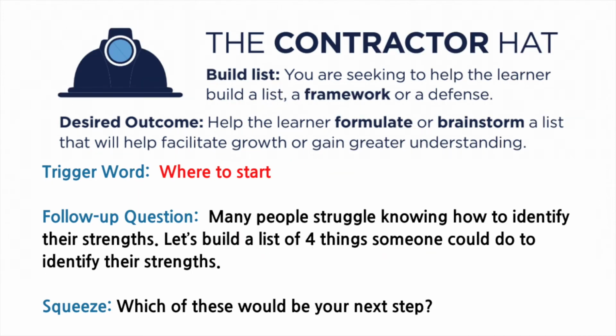And finally, let me illustrate the contractor hat. This time I'm choosing the trigger words, I don't know where to start. And the follow-up question, I'm going to turn to the group and say, many people struggle not knowing how to identify their strengths. Let's build a list of 4 things someone could do to identify their strengths. Once the group builds the list, then I'm going to squeeze and I'm going to ask this follow-up question. Which of these would be your next step? And let everybody answer. So hey, that's the 5 hats technique.